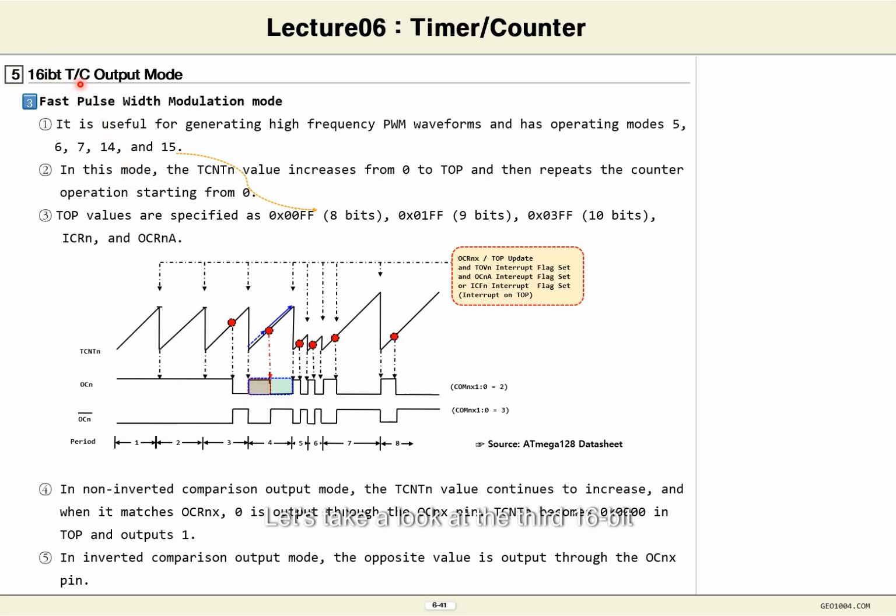Let's take a look at the third 16-bit timer counter output mode, fast pulse width modulation mode, fast PWM mode. This fast PWM mode has modes 5, 6, 7, 14, and 15.